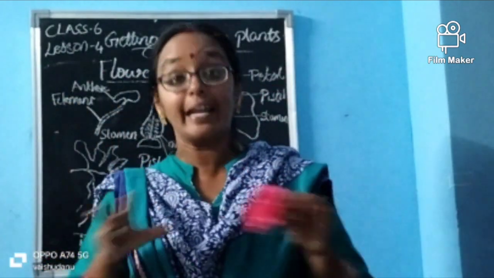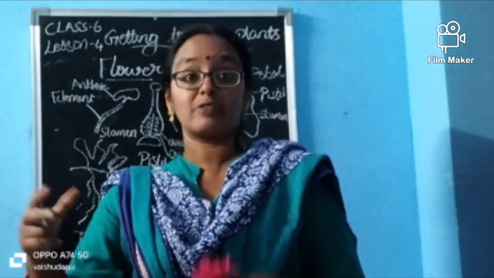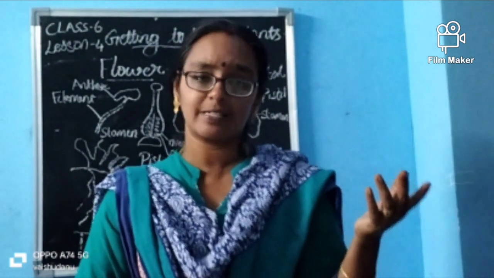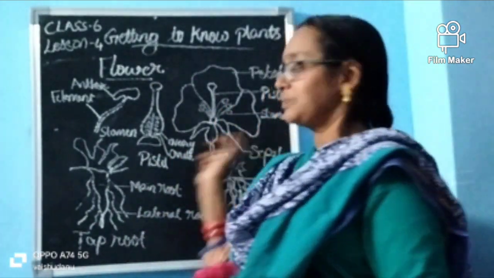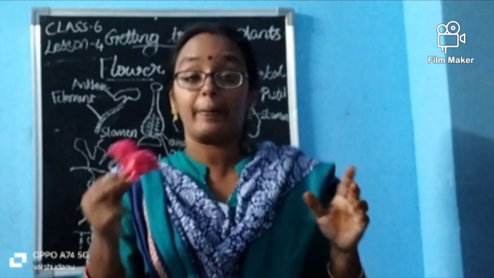But you have to have an idea about the flower. There is a male part in the flower, and there is a female part also in the flower. The male part is called what, ma'am? Stamen, and the female part is called the pistil. Okay.